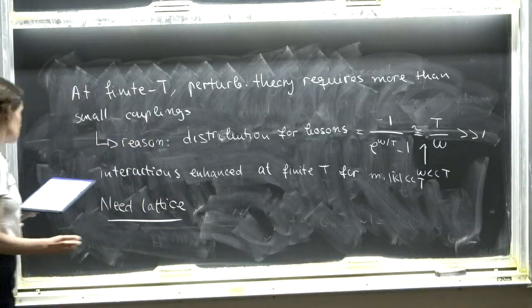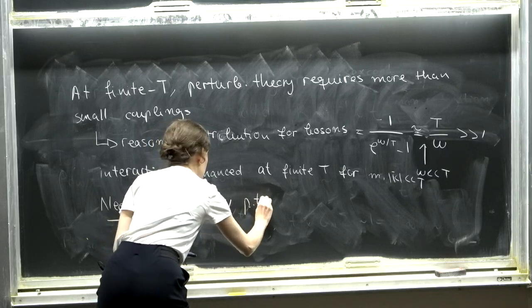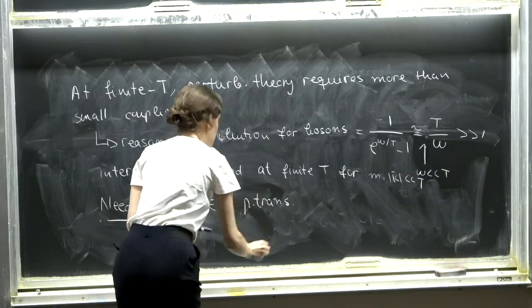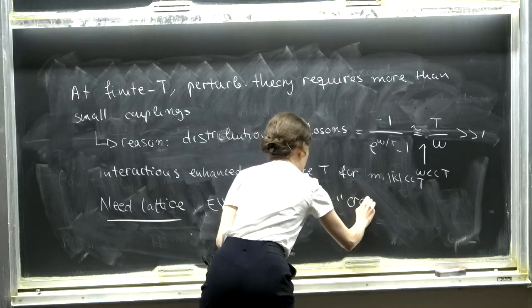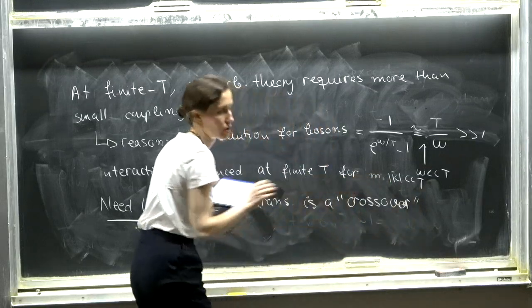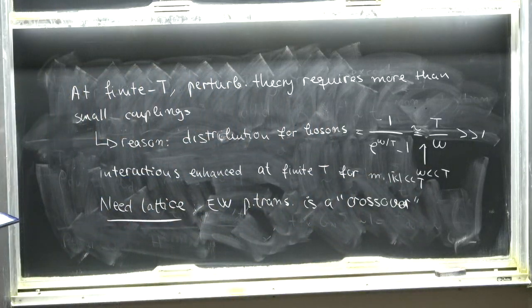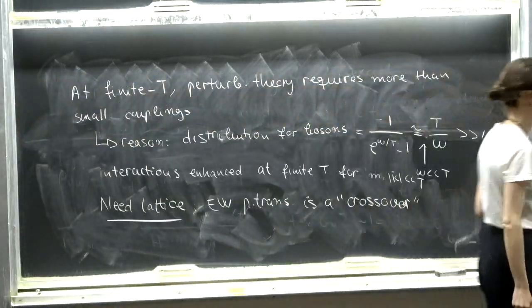the electroweak phase transition in the standard model is actually not even a phase transition. It's what goes by the name of a crossover, which is a more smooth, continuously varying version of a second order phase transition. So a very equilibrium thing.